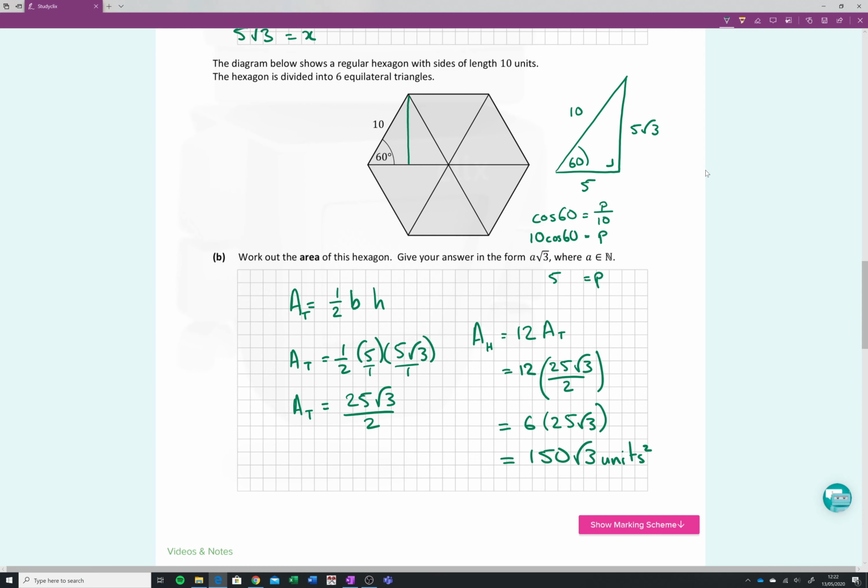And look what it asked. It said give the answer in the form some number of root 3s, where some number is a positive whole number. And that is what we've ended up getting. A really good question there on trigonometry. Hopefully you found that useful.